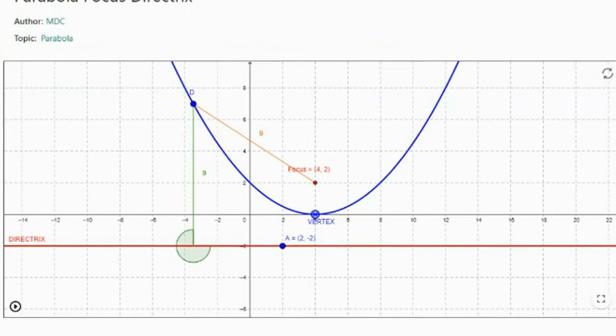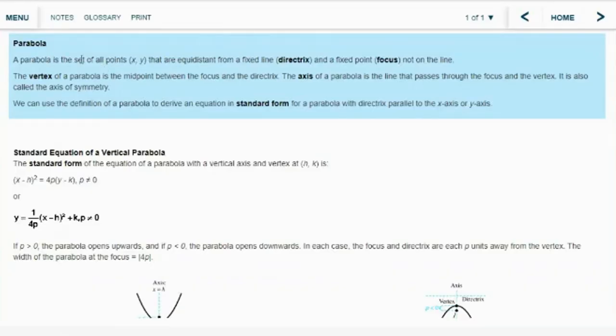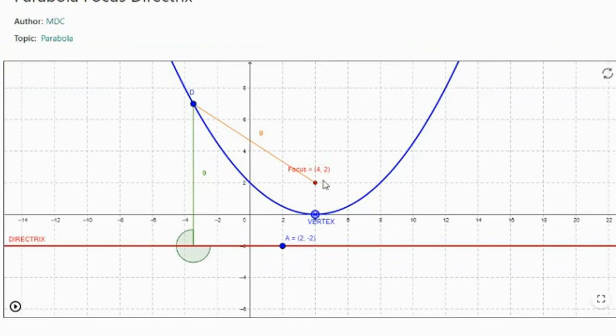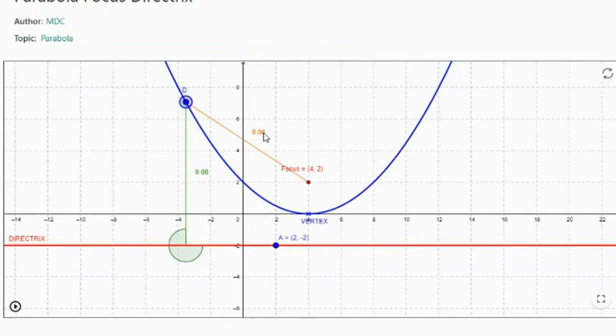And we said the definition is the set of all points that are equidistant from the directrix and the focus. It's like, okay, what does that mean? It doesn't mean it's the same distance from the focus to the vertex and the directrix to the vertex, but it does mean when you put those together. If we look at this, this is 9.08 away from the focus, and this is 9.08 from the directrix at that point right there. If I move that, watch, those numbers are always the same. It's the same distance to the focus as it is to the directrix.